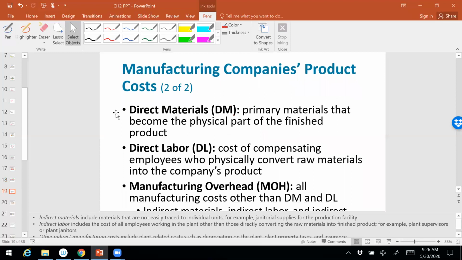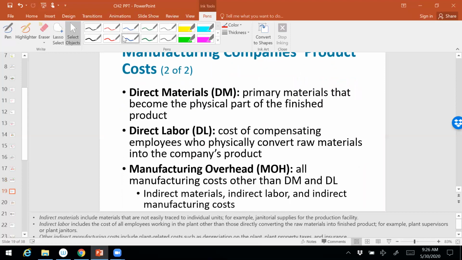Okay, so what is each part? Direct material, I don't really want to read too much. You should know from the name, it's material that becomes a physical part of the finished goods. So it's the material directly attached to that car. Similarly, direct labor is the labor cost directly attached to that car. So it's the employee who physically converts material to the product. So all these assembly line workers, those costs will be direct labor cost.